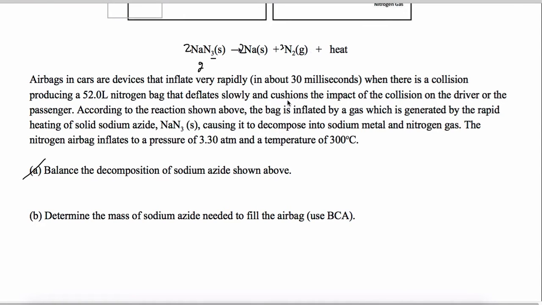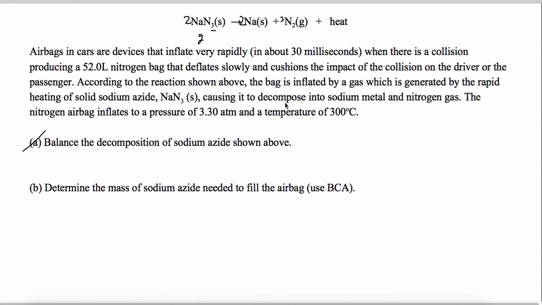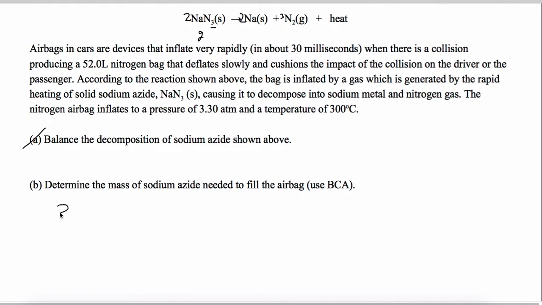Okay. So first off, we're going to do a BCA table for this. So I got 2 NaN3 is going to react to produce 2Na plus 3N2. So I'm going to go B, C, A. I'm going to put my line here. Okay. I'm going to go through here like so.